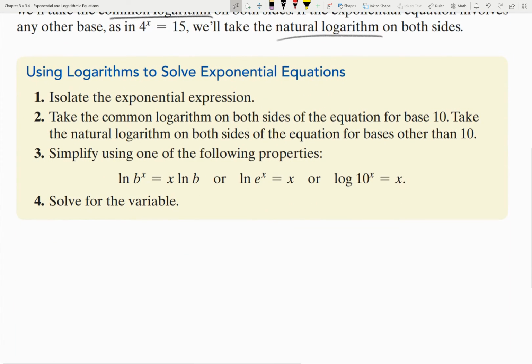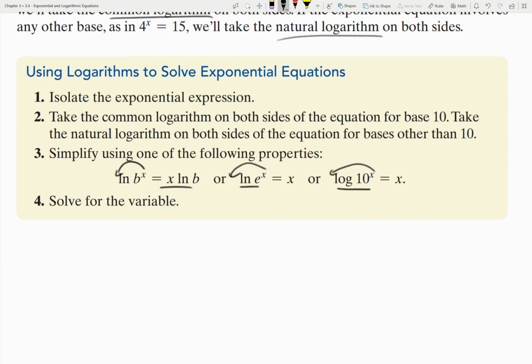Okay. So here are my steps to using logarithms to solve exponential equations. First, isolate the exponential expression. Isolate the term with the variable. Then, common log on both sides for base 10, natural log for anything else. Then, we are going to use the power property. We are going to take the exponent and pull it to the front of the expression.